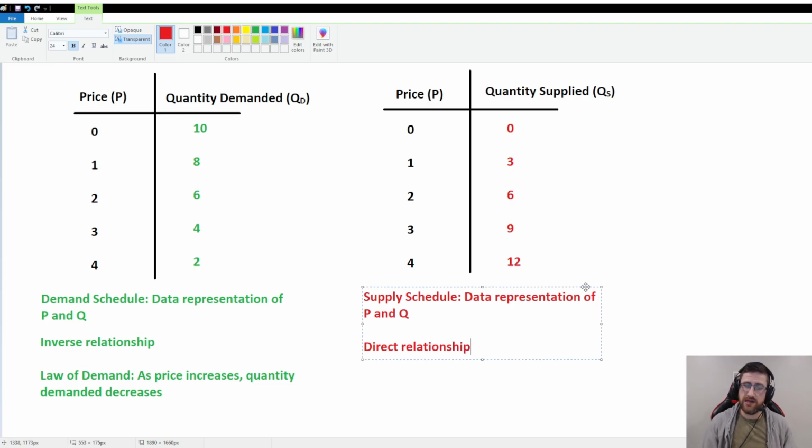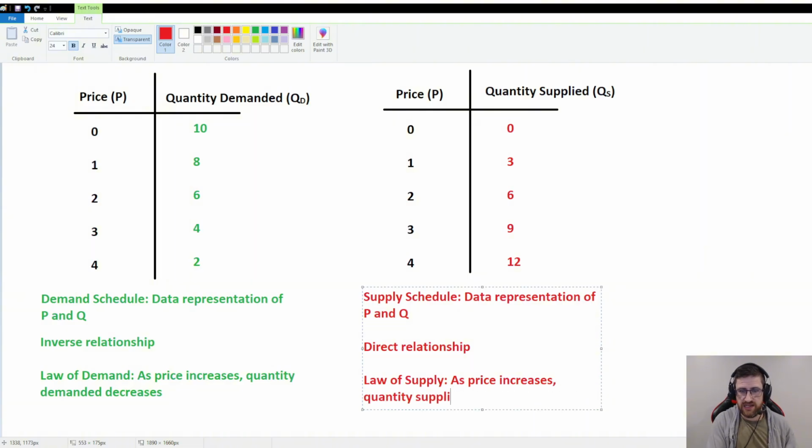And you would probably not be surprised to know that there's also a law of supply, which is as price increases, quantity supplied increases. Now, again, be very careful of the wording, right? Over here, it's increase, decrease to reflect that relationship, where over here, it's increase, increase to reflect that other relationship. You need to be careful. Again, wording is going to be important.